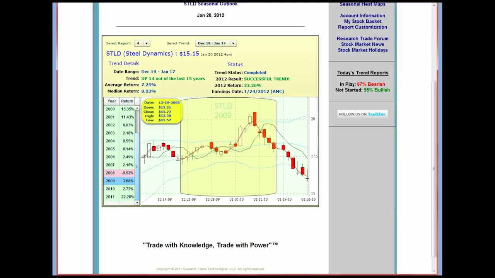In 2009, the crossing of the moving average lines gives us an entry on December 22nd. The stock rises for a couple of days and then turns down. On December 29th, the lines cross going down, signaling a trade exit for a break-even trade.